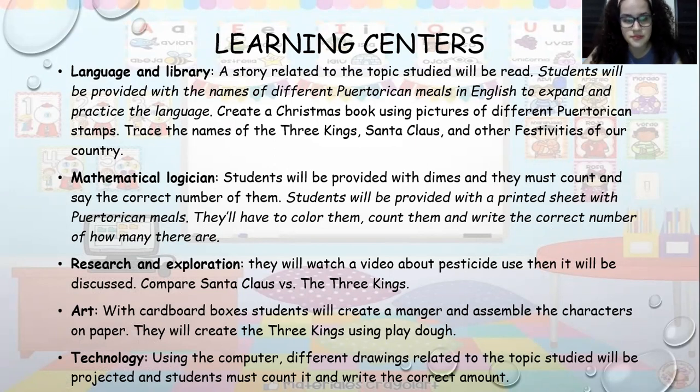In art, with cardboard boxes, students will create a pesebre and assemble the characters on paper. They will create the Three Kings using Play-Doh also. For technology, by using the computer, we will show them different drawings related to the topic studied. They will be projected and students must count and write the correct amount of drawings.